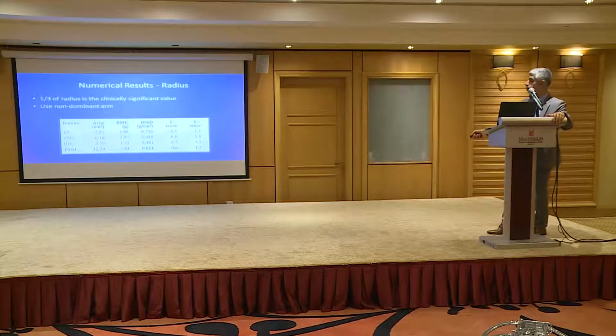For the one-third radius, we'll look at only one location, which is the one-third site, and we'll look at the T-score, and we'd like to use the non-dominant arm in that method.